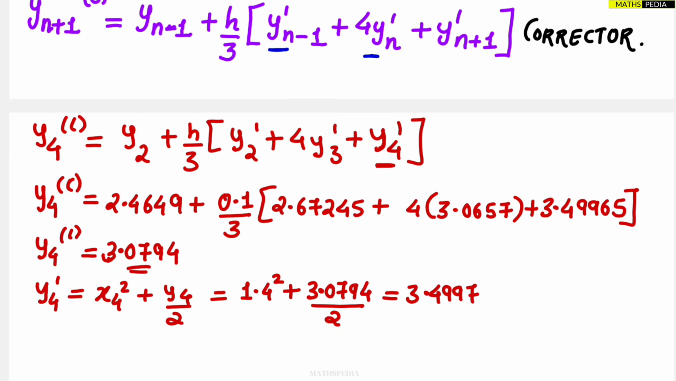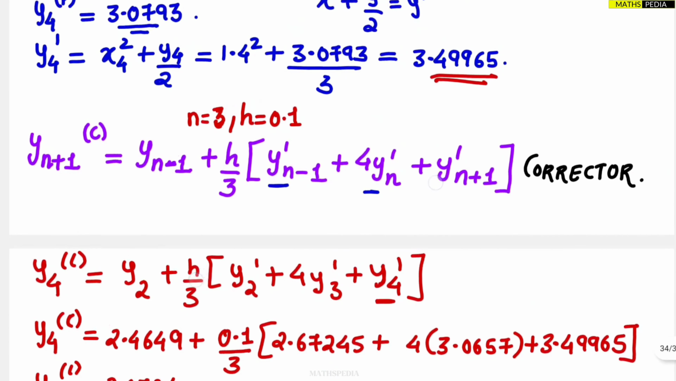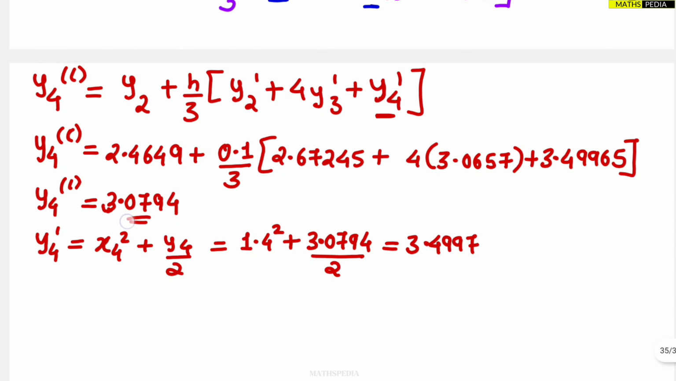Now where you have to stop the procedure? That is the question, right? Now this particular value is not confirmed because there is a slight difference between the predictor value and the corrector value, right? Whether the corrector value is correct or not will be determined by substituting back into the corrector formula. So we'll be using the corrector formula again in order to confirm whether the corrected value of y4 is correct or not. Okay.